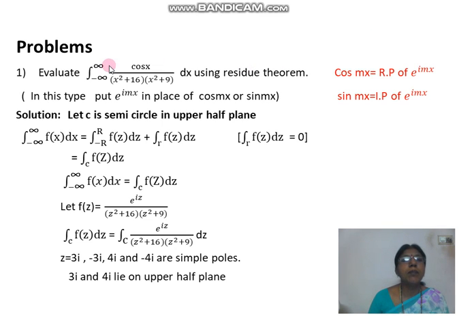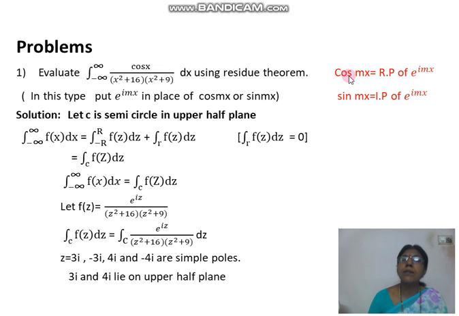Now we see the problems on the last type of integrals. Evaluate the integral from minus infinity to infinity of cos x by (x square plus 16)(x square plus 9) dx using the residue theorem. You observe, cos mx is equal to the real part of e power imx. Sin mx is equal to the imaginary part of e power imx.